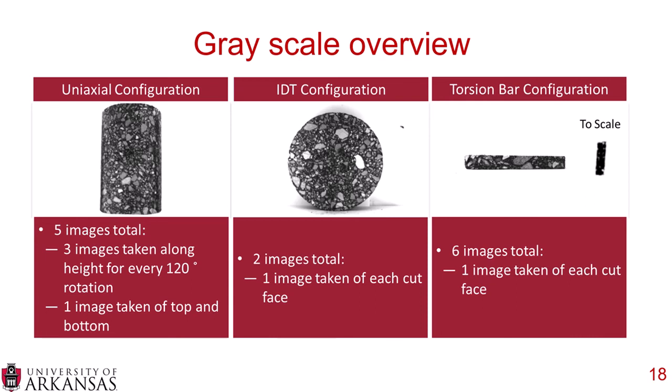And then for the torsion bar configuration, we have a to-scale sample on the right, but we also have a more zoomed-in sample on the left. We had 6 total images, and it's more similar to the uniaxial configuration. There are 4 sides of the torsion bar, so one cut face on each side, and then there's a top and a bottom that also have a cut face. So there are 6 total images for the grayscale of the torsion bar.